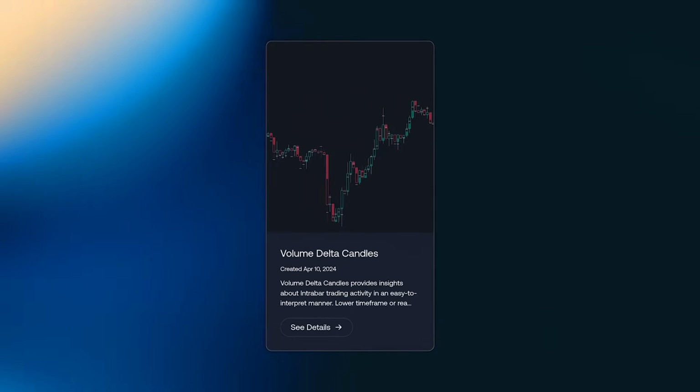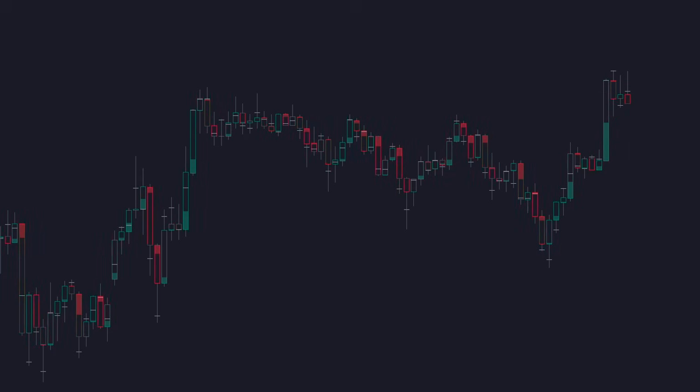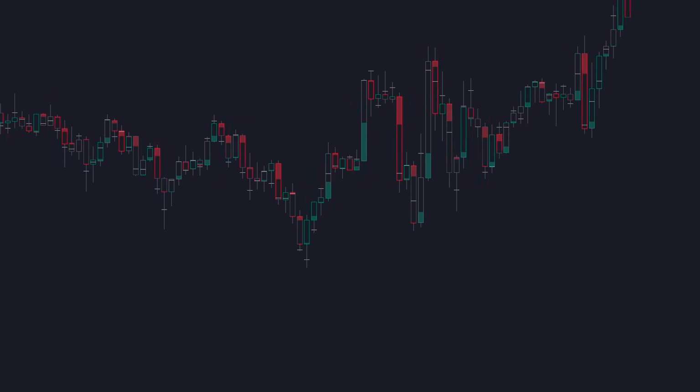Volume delta candles take volume analysis to the next level, allowing you to track market pressure as it happens, giving you a real edge over traders using traditional candles.